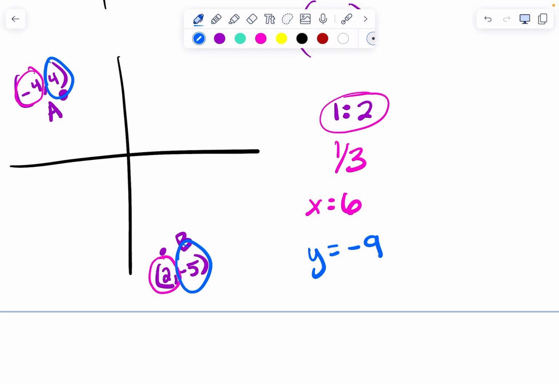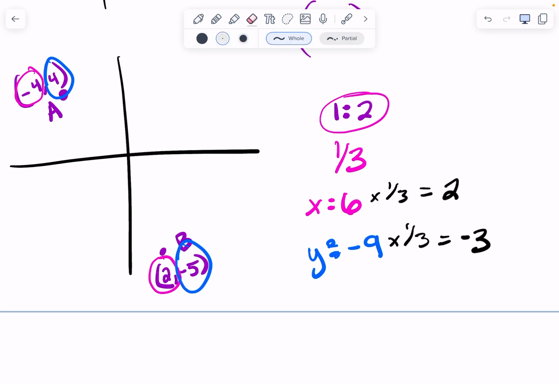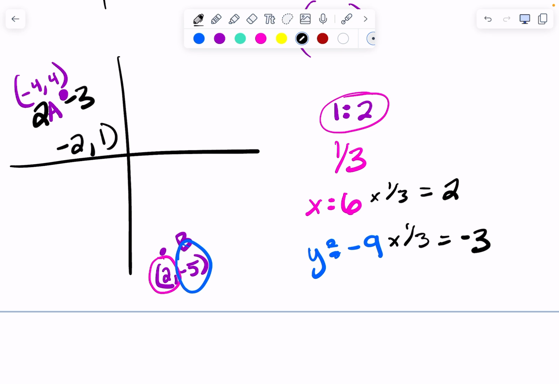Okay, what do I do with those? I'm going to multiply by 1/3 because I want 1/3. What's 1/3 of 6? 2. What's 1/3 of -9? -3. What do I do with those two? Add them back to which one? The top, A. So I'm going to add 2 here and -3 here, which is -2, comma 1. That's where you should end up. You got it right.